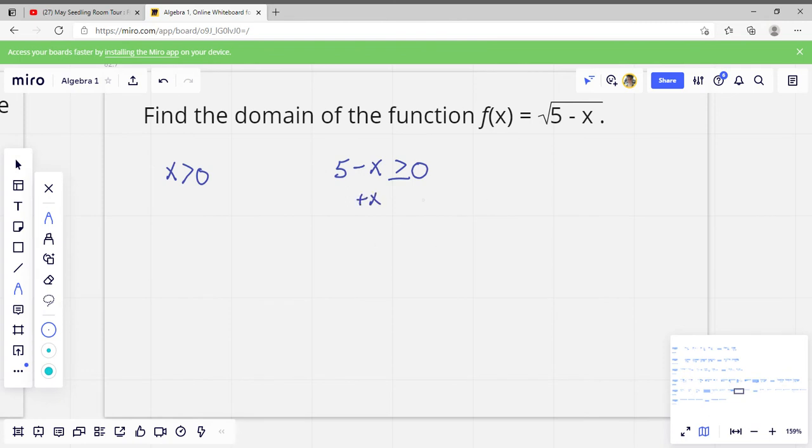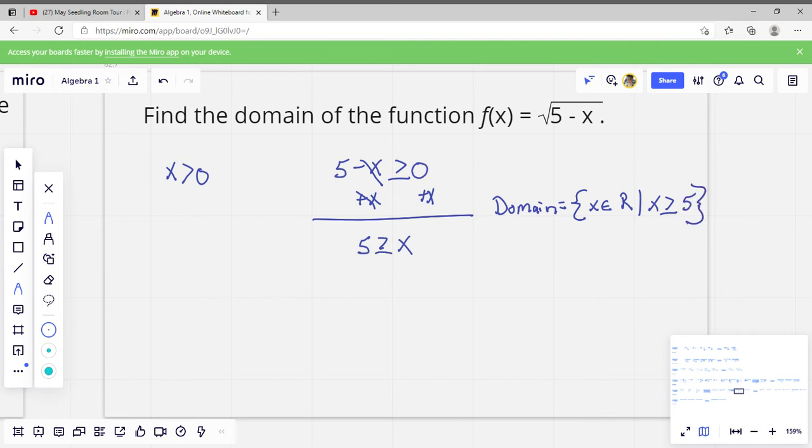So we could solve this inequality by saying 5 is greater than or equal to x. And then basically there's our answer. So our domain equals x is the real numbers such that x is, we just flip these around, right? So greater than or equal to 5.